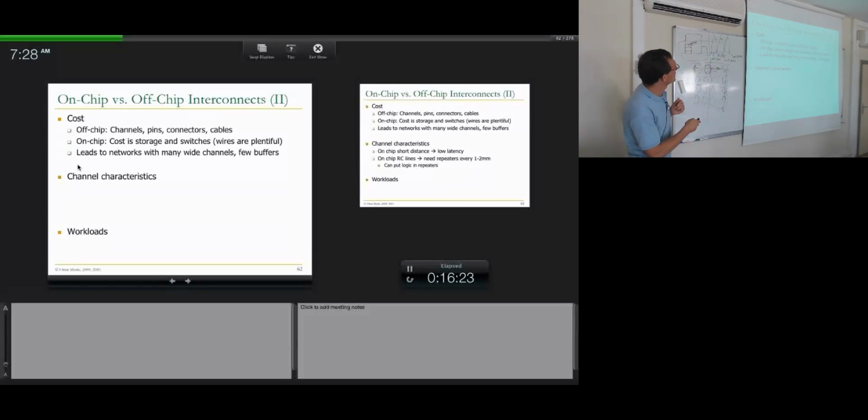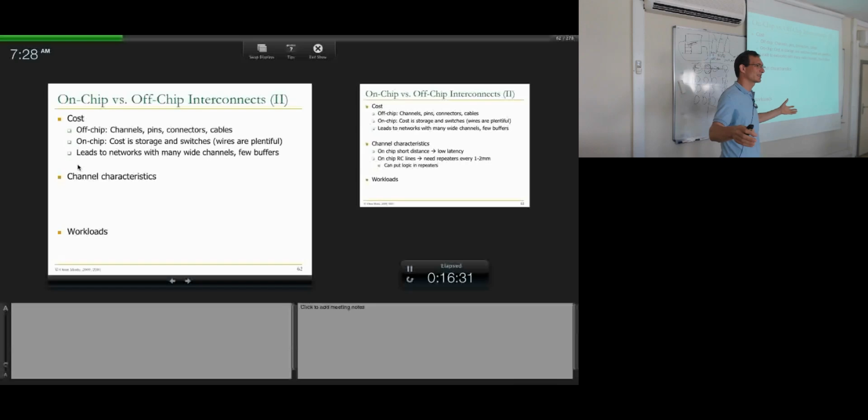In terms of cost, off-chip, costs come from channels, pins, connectors and cables. If you look at a supercomputer, I don't know if you follow the high-performance computing community, but they have these top 500 supercomputers. And whenever you look at the pictures of those supercomputers, maybe they've switched to optical interconnects now. That makes things different. But cabling is one of the hard parts of that interconnect design. And many of the bugs that are found and fixed in those supercomputers are because the operator wired one cable to a place where it's not supposed to be wired.